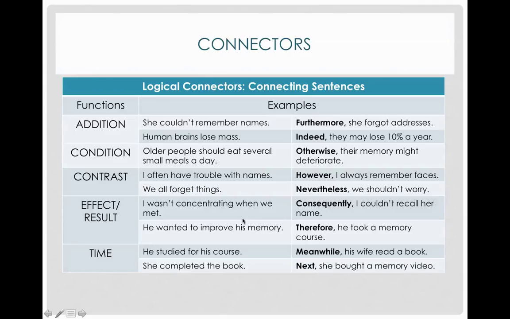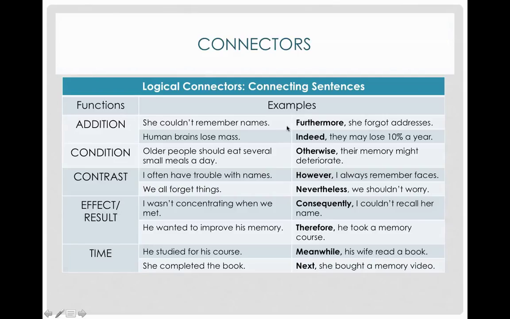For effect or result, I wasn't concentrating when we met. Consequently, this means as a result, I couldn't recall her name. He wanted to improve his memory, therefore he took a memory course. He studied for his course. Meanwhile means at the same time, his wife read a book. She completed the book. Next, she bought a memory video. All those sentences can be said in different ways using different kinds of connectors.